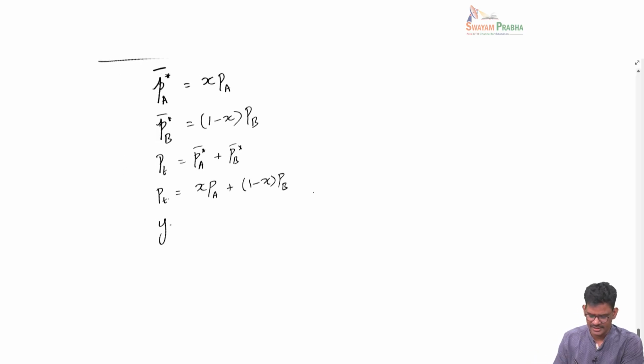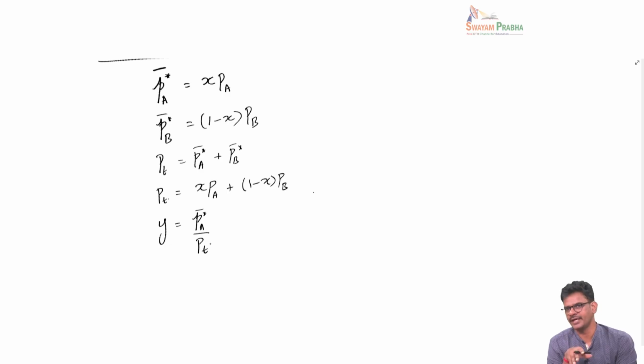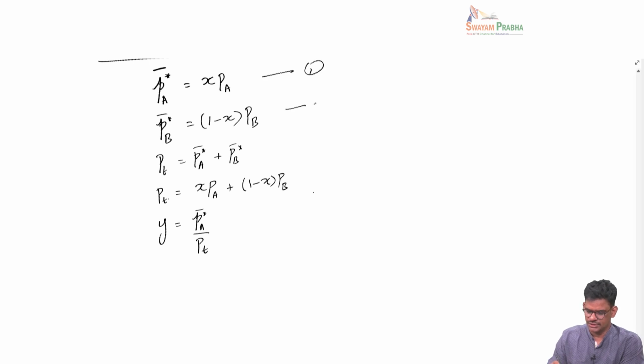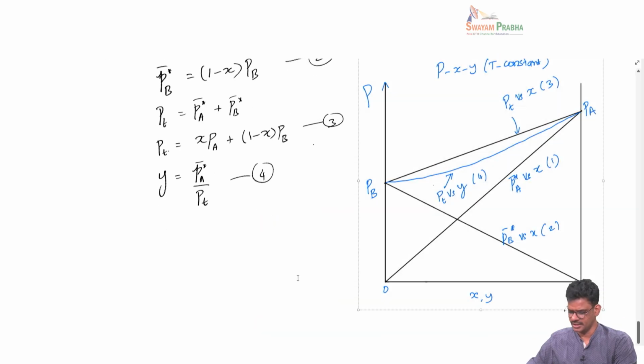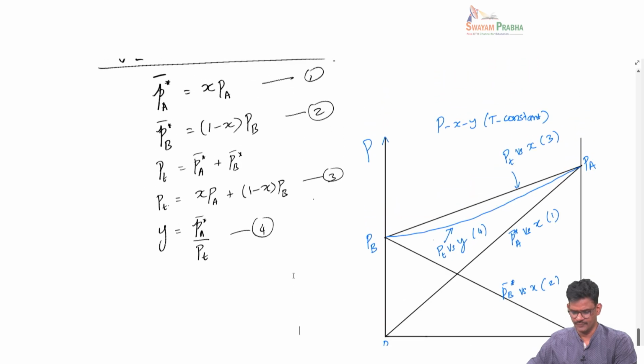And then you can calculate Y, which is nothing but PA star by PT. Since I am assuming it is an ideal gas mixture, the mole fraction is nothing but the ratio of the partial pressure of A to the total pressure. Okay. So we got equation 1, equation 2, equation 3 and equation 4. So here you can see the consequence of this.